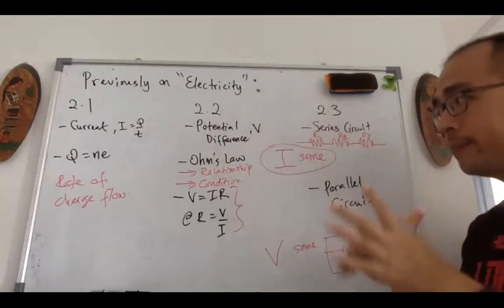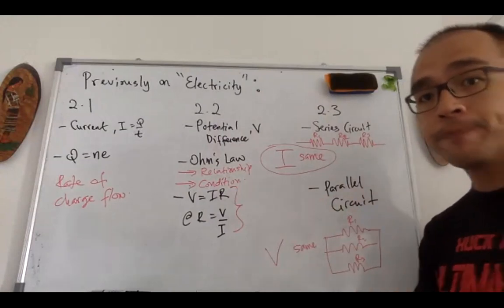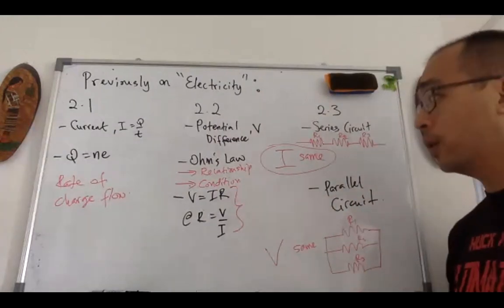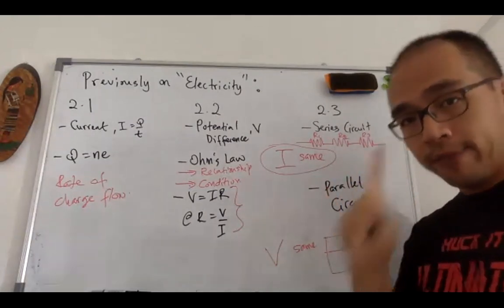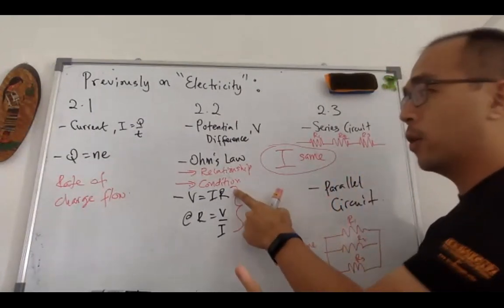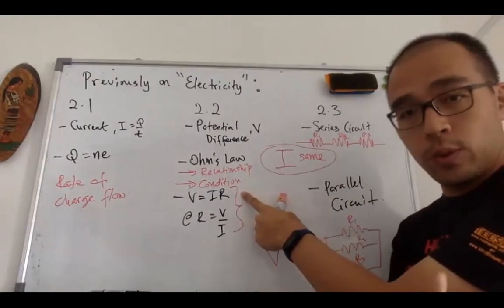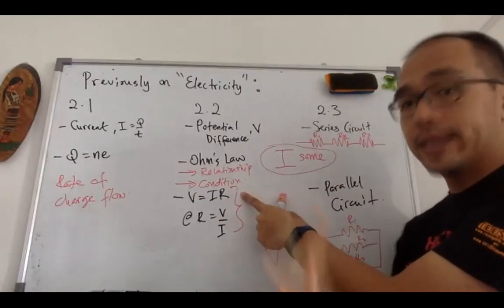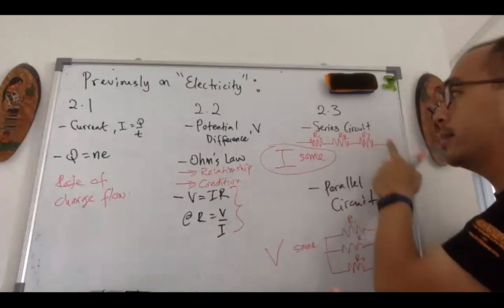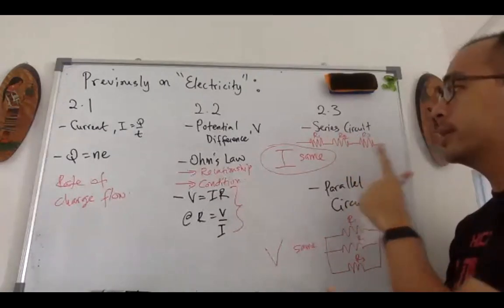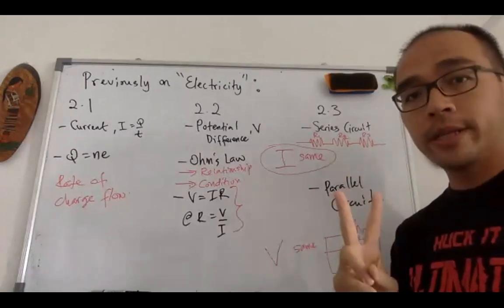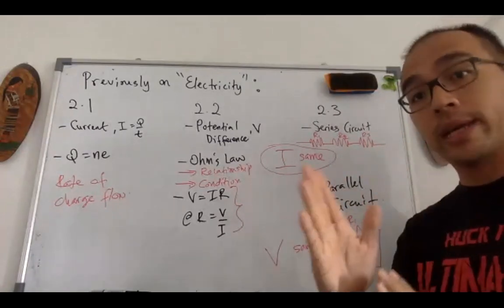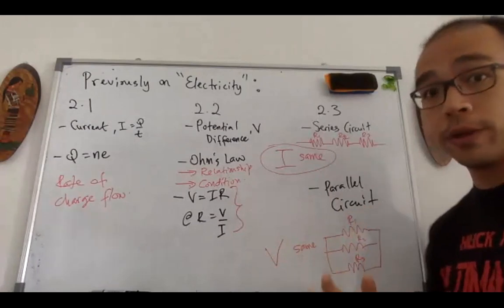But for today, before we start 2.4, I want you to bear in mind two very important things. The first one is the formula for Ohm's law, V equals IR, because we will be using this today. Secondly, in a series circuit, the current is the same. There are two very important things. Once we get this right, then we can start with 2.4.